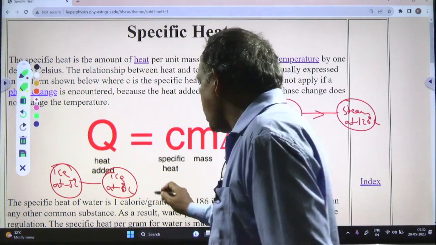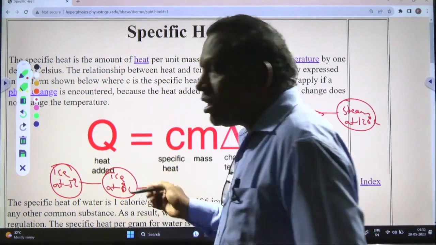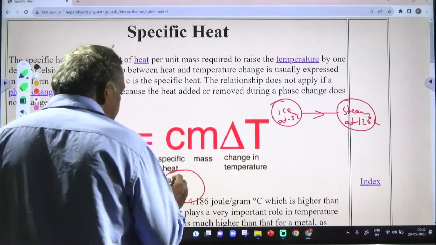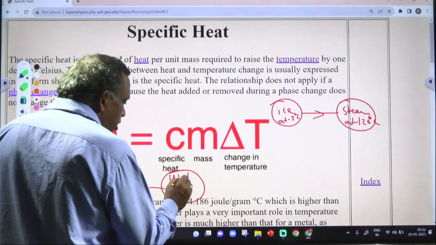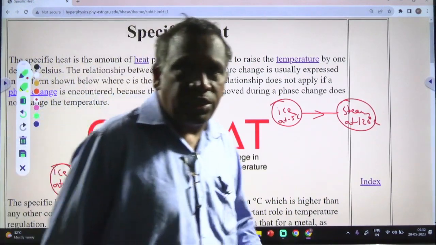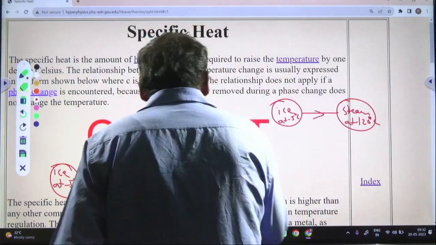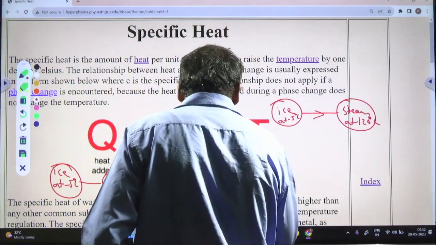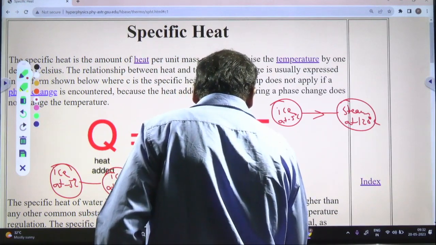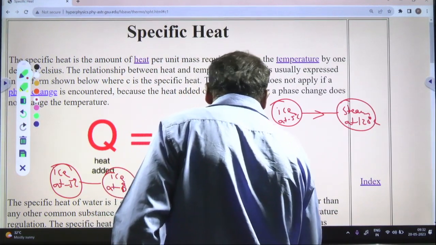Then, ice at 0 degrees will be converted to water at 0 degrees centigrade. This is another change. Then water at 0 degrees centigrade converts into water at 100 degrees centigrade. Water at 100 degrees centigrade.